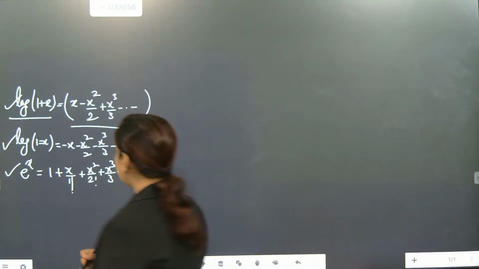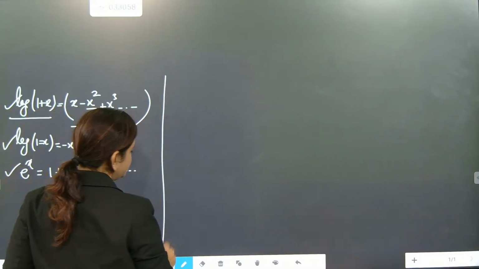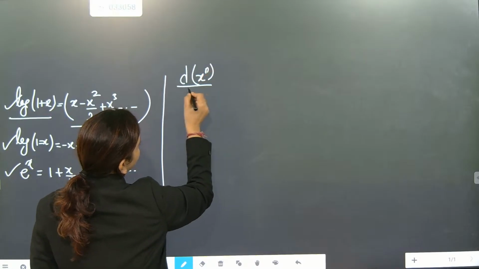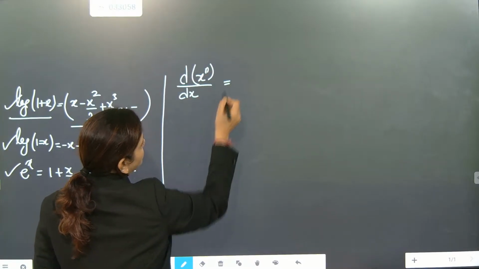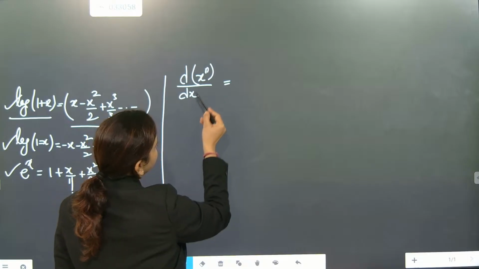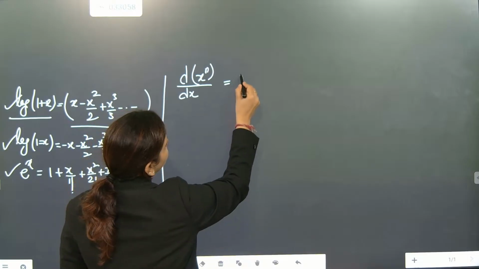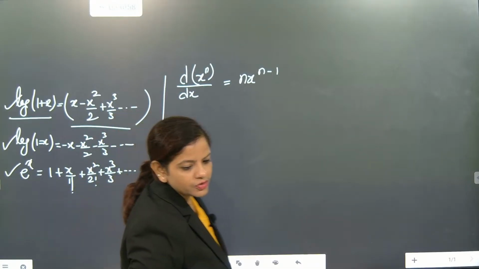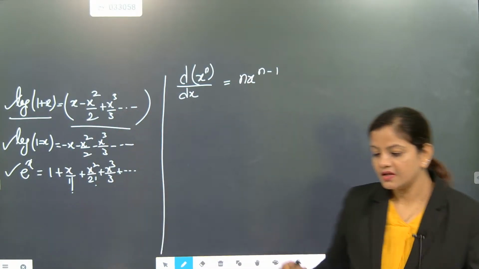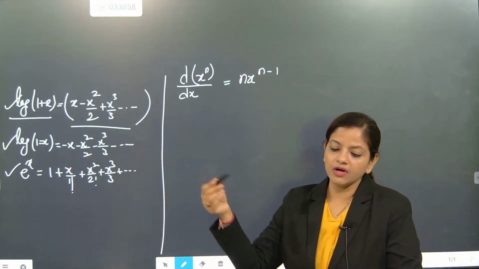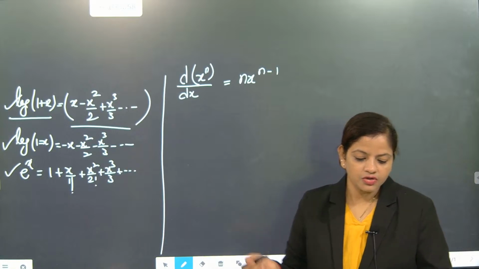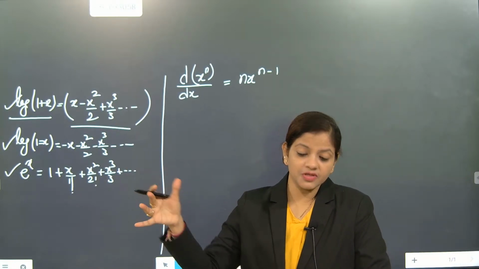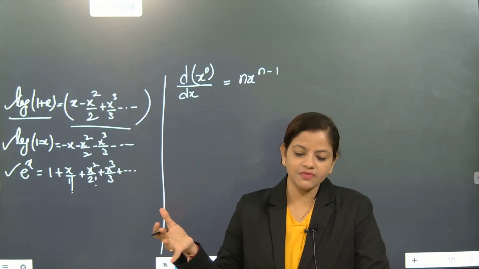See, the direct differentiation formula is, if somebody asks you the differentiation of x to the power n with respect to x, the formula will come: n x to the power n minus 1. Understood. But how did this come? It came by the first order derivative. Understood, not? So first order derivative, first principle derivative, differentiation from first principle.